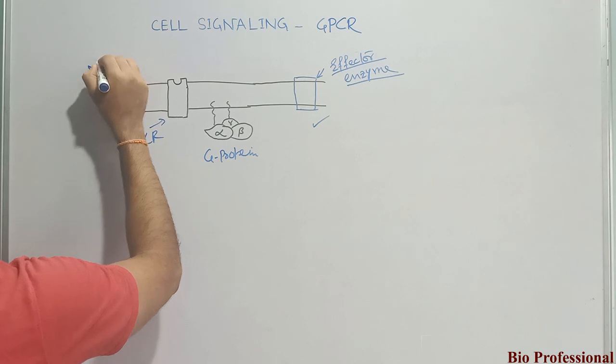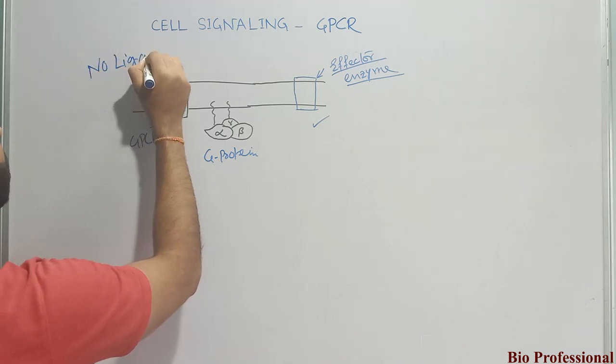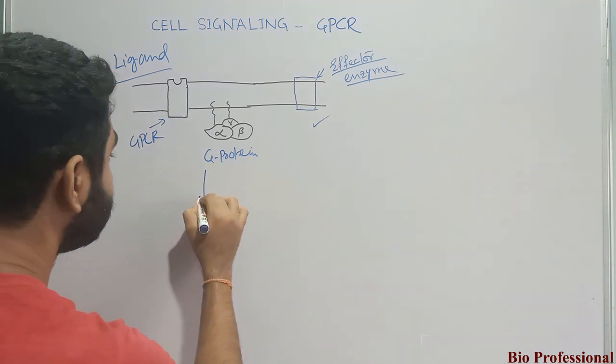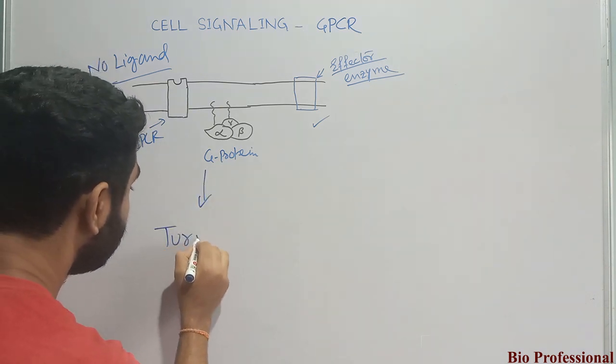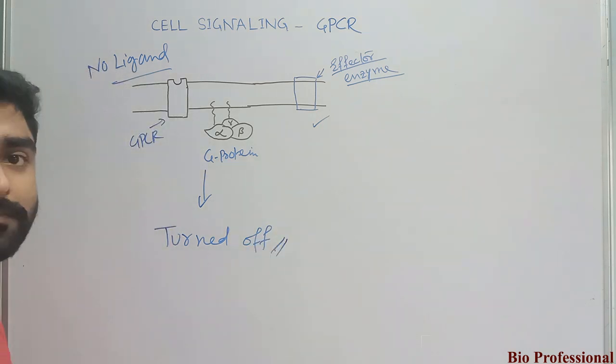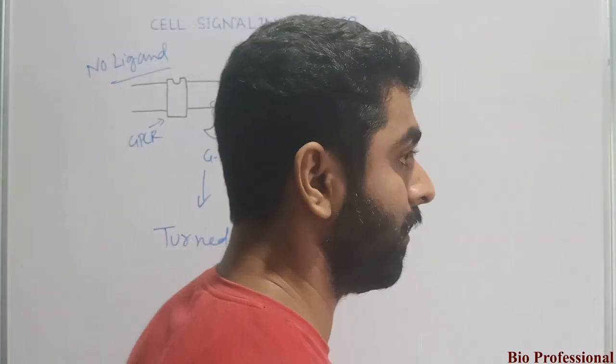Now what will happen? Now there is no ligand. If there is no ligand, that means this pathway is turned off. There is nothing going on.